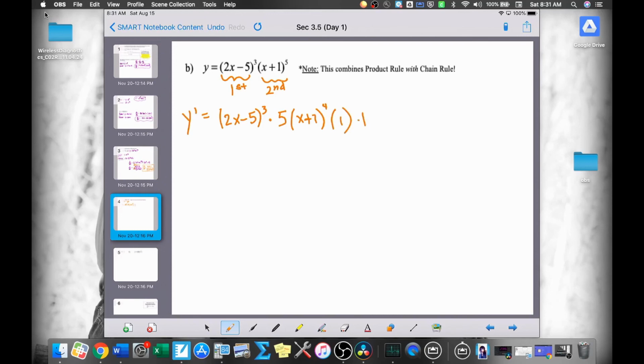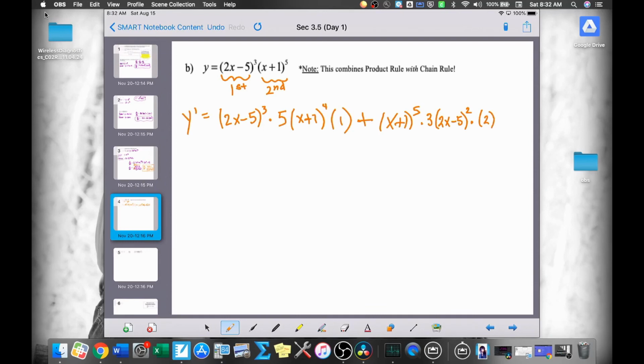Now I have to do plus second d first. So second is going to be x plus 1 to the 5th. And then d first. So the derivative of 2x minus 5 quantity cubed, I have to bring the 3 down. The 2x minus 5 stays the same. The exponent becomes a 2. And now I have to multiply by the derivative of the inner function. So the derivative of 2x minus 5 is 2. All right, so that is the first step, just making sure that you do both the product rule and the chain rule correctly. And now we can do a little bit of simplifying.